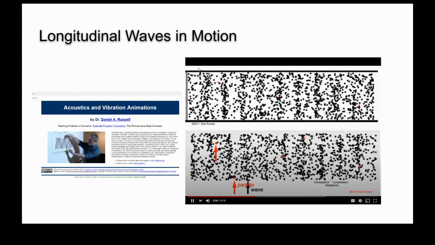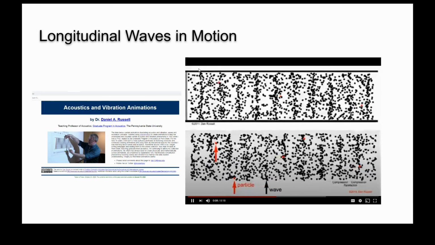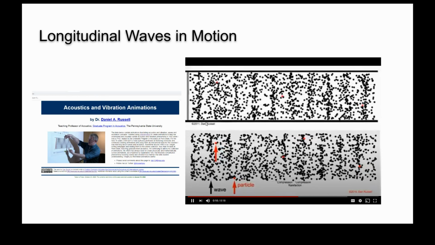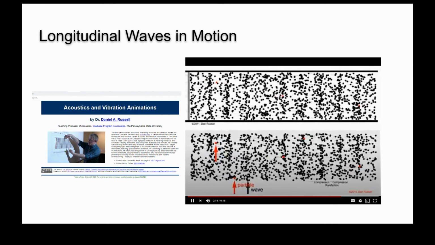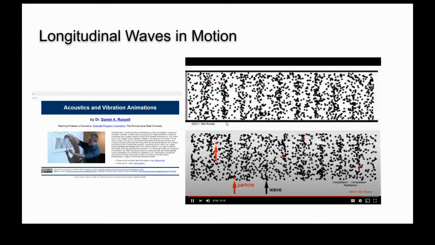Back to these longitudinal waves, you can see now with this animation that the wave is tracking to the right, but the particles themselves are just going left, right, and then the wave moves through them.